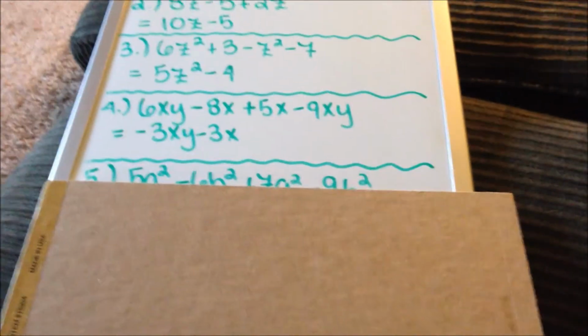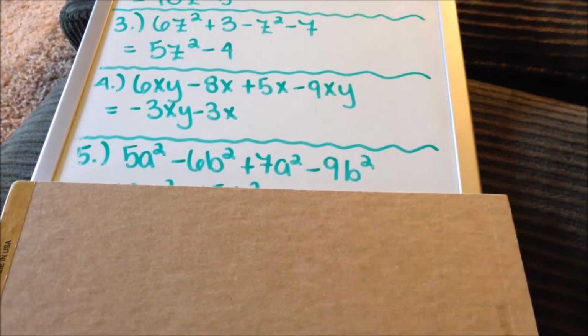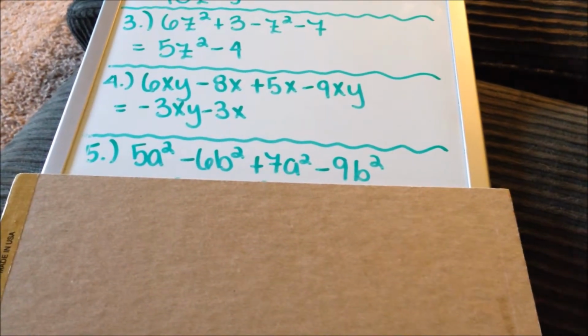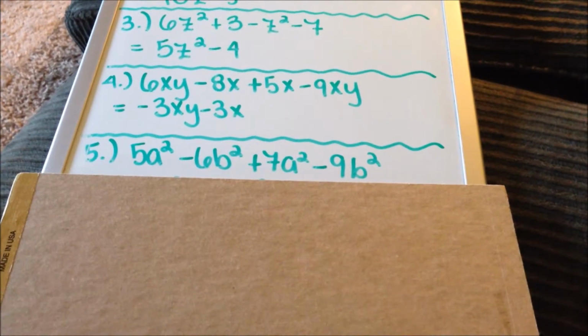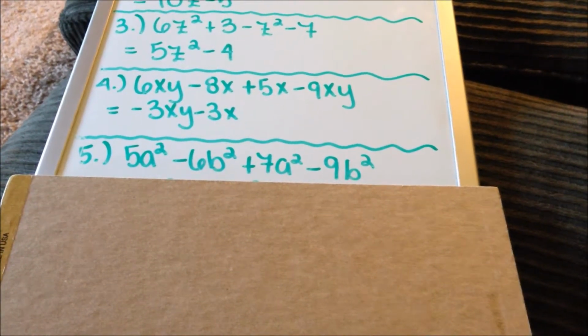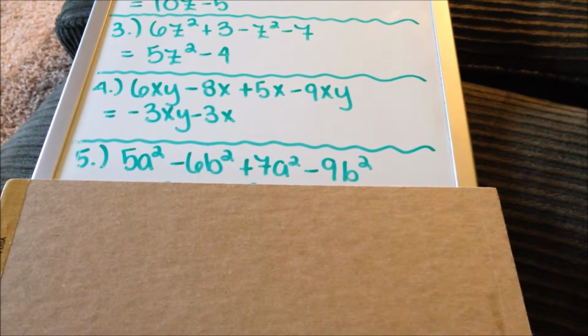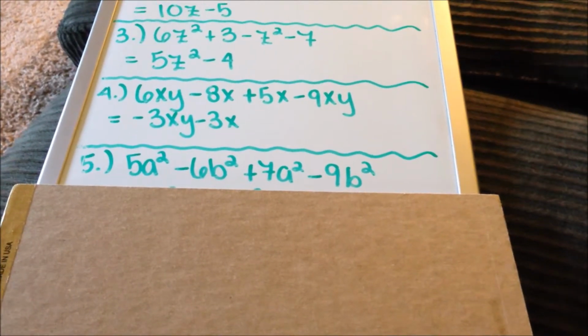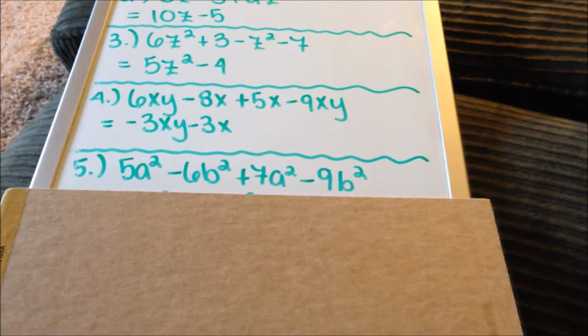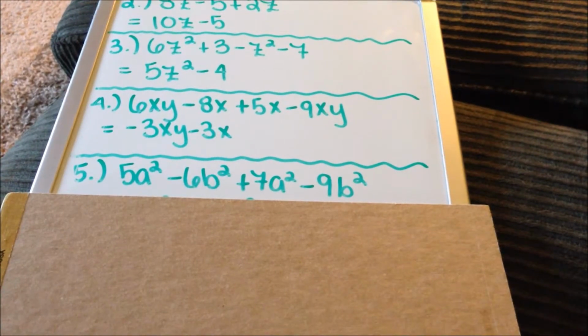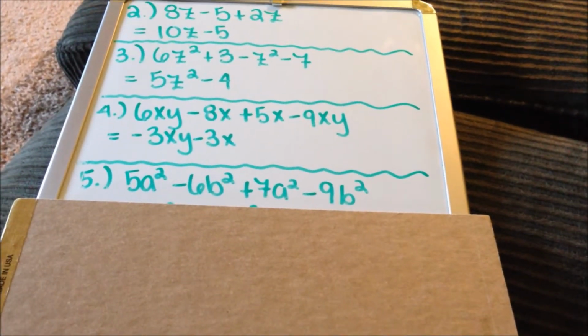Okay, now we have number 5. 5a squared minus 6b squared plus 7a squared minus 9b squared. We have a squared terms and we have b squared terms. Starting with the a's, we have 5a squared plus 7a squared. That gives us 12a squared. It does not become a to the fourth. That like term, a squared, stays the same.